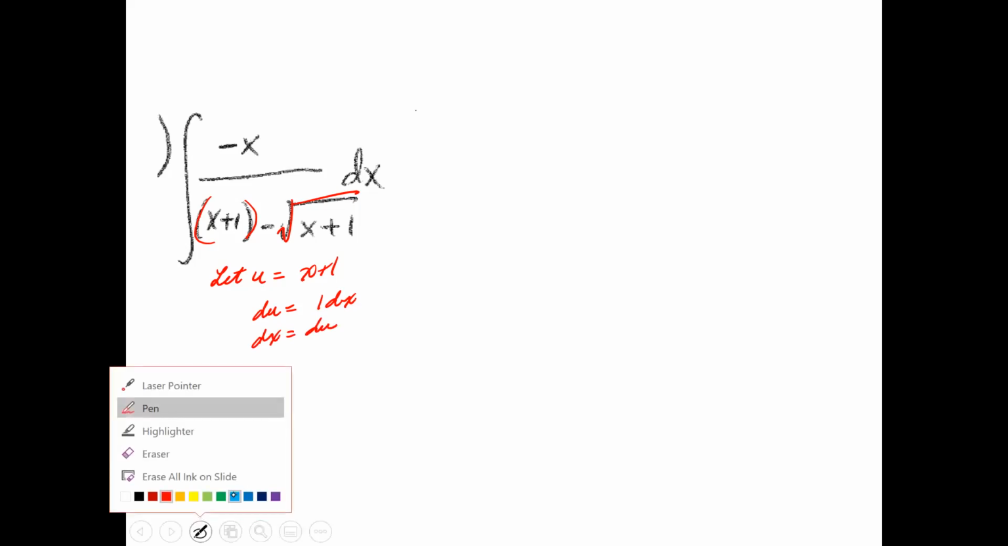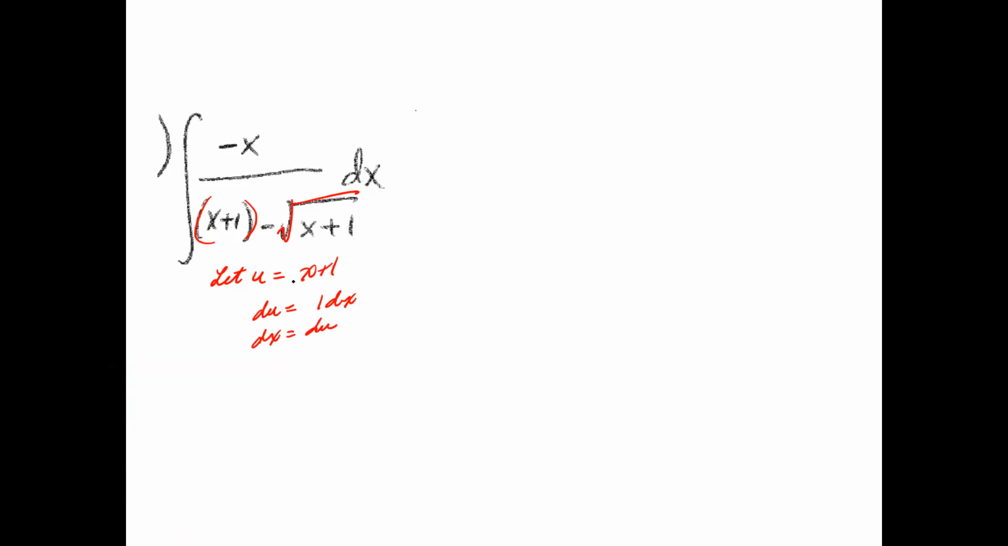So let's go ahead and say, let u be, and if you look at it, everything inside the parenthesis and the square root are exactly the same, so x plus 1. My du, of course, is 1 dx. My dx equals du. Immediately as I'm looking at this, I wonder how the heck am I going to be able to cancel this, because I don't see anything that I can actually cancel.